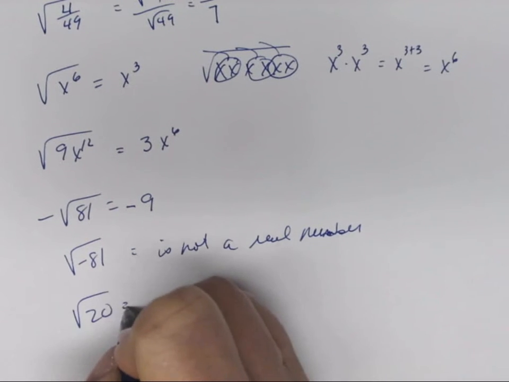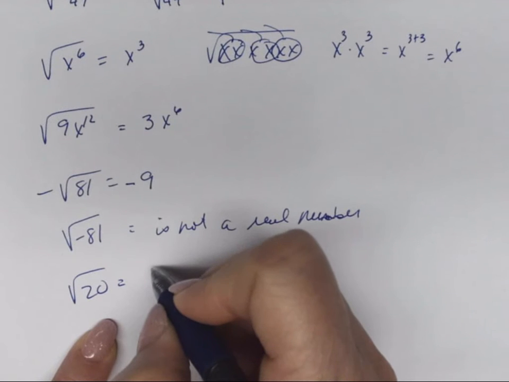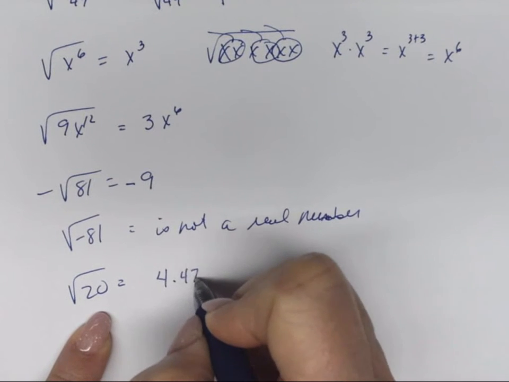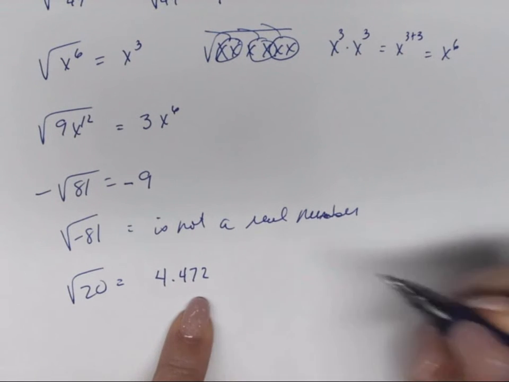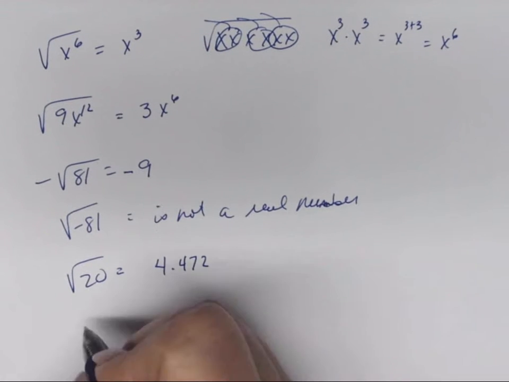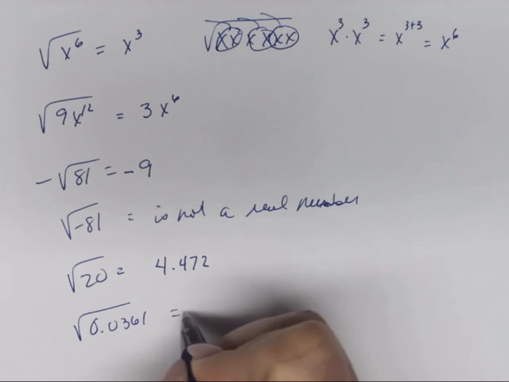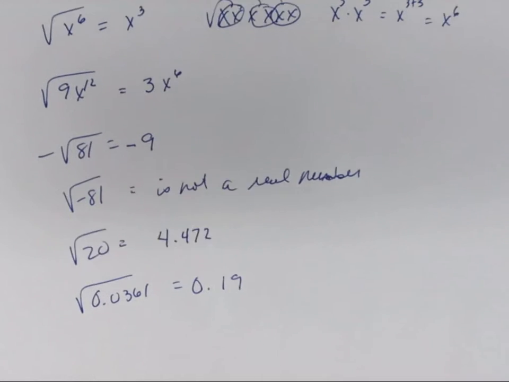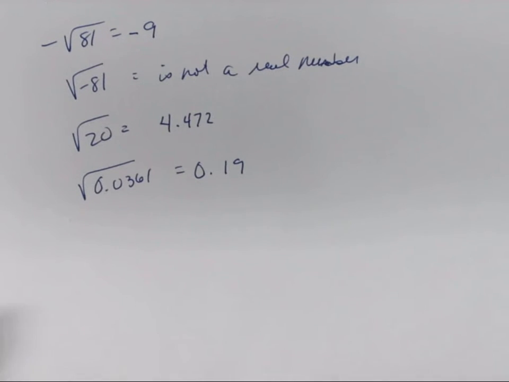Now, the square root of 20 we can put in our calculator if they're looking for a decimal. We will learn later how to do exact, but for a decimal, we could do this. So this is to 3 decimal places. We could take the square root of the decimal 0.0361, put it in our calculator, and we get 0.19. So in some cases, make sure you're reading the directions on the problem in your homework.